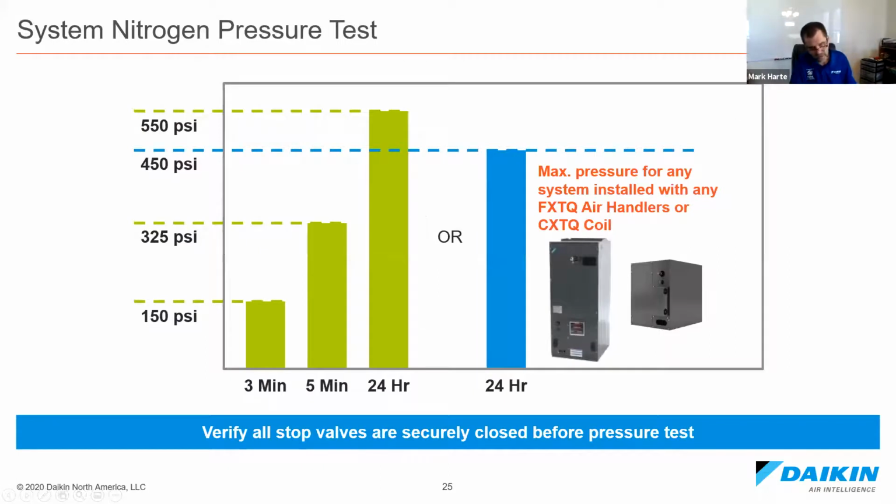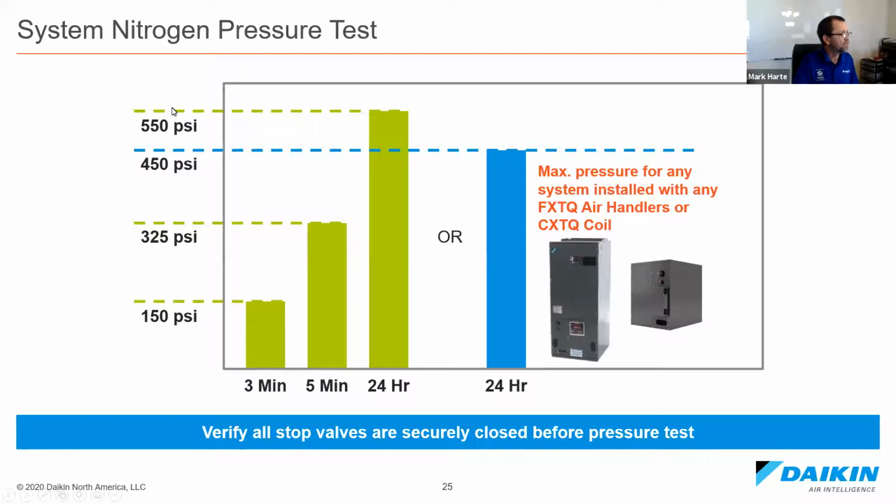Pressure testing. Why did I put this in here? Because it is very important. Nitrogen pressure, dry nitrogen pressure testing. Want to pressure test because of the massive piping lengths we can do. We want to make sure we have no leaks. And you see it's a triple pressure test, 150 PSI for 3 minutes, 325.